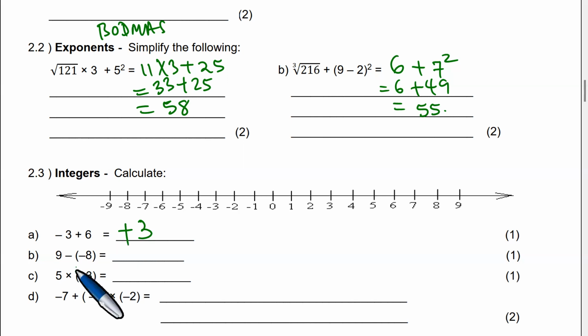What is negative times negative, Lindsay? Positive. Positive. So you have 9 plus 8. What is 9 plus 8, Lindsay? 17. 17, and that is the answer. What is the answer to C?